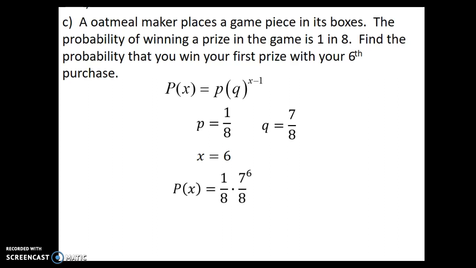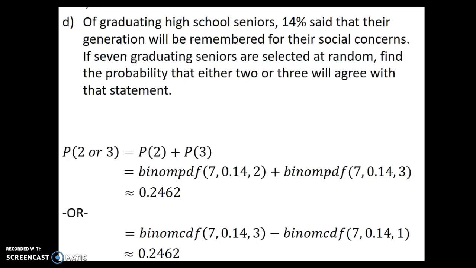So when I put that in my calculator, apparently every time I did geometric on this PowerPoint, I did it wrong. I would want 1/8 times 7/8, but do not put that to the 6th power. I copy-pasted and didn't read correctly. It should have been 6 minus 1 power. This should be a 5. It should be to the 5th power. You should get about 0.0641 approximately. So not that answer.